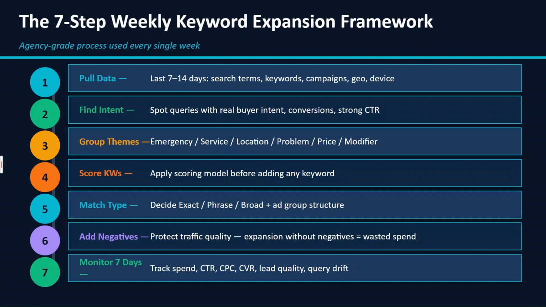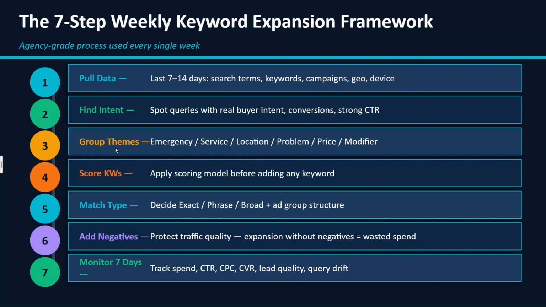Now, here is the full framework: 7 steps in total. This is what I follow every single week for every client. Step 1, pull the data. Look at the last 7 or 14 days of search terms, campaign performance, ad group performance, device data, and geo data. Number 2 is find the intent. Which search queries show real buyer intent? Which ones already converted? Which ones got a strong click through rate?